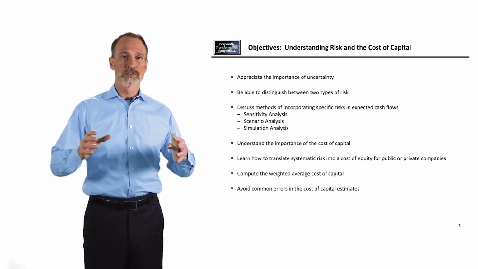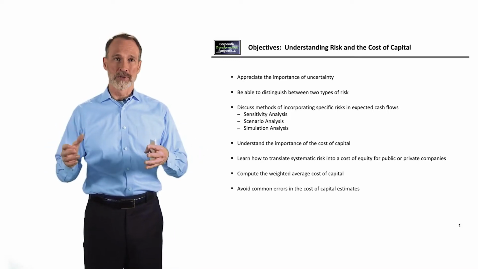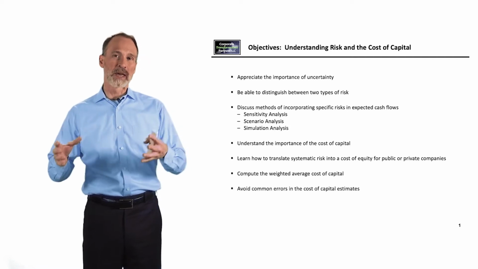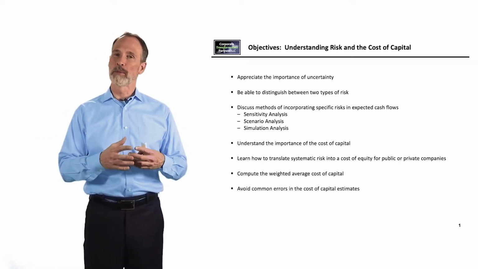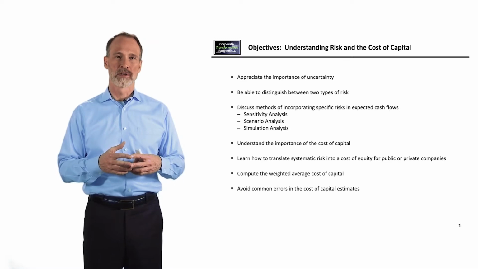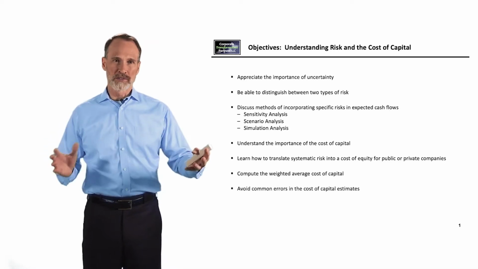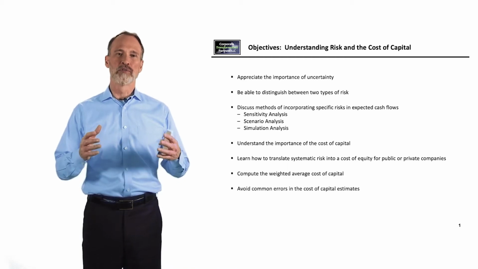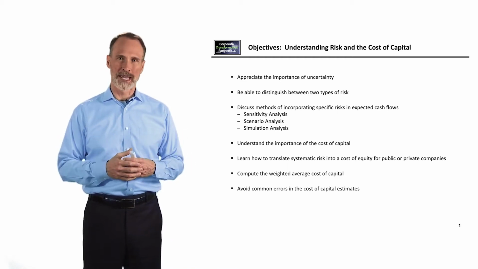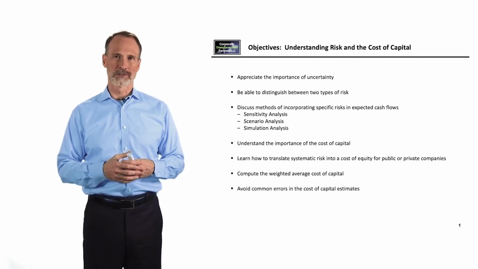And then we're going to focus on understanding the cost of capital and learning how to translate systematic risk, another important type of risk, into the cost of equity for public or for private companies. We'll show you then how all of it fits together into calculating a weighted average cost of capital, and we'll help you to avoid some common errors in cost of capital estimation and applications.